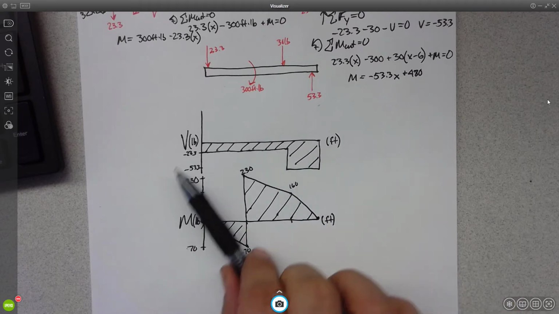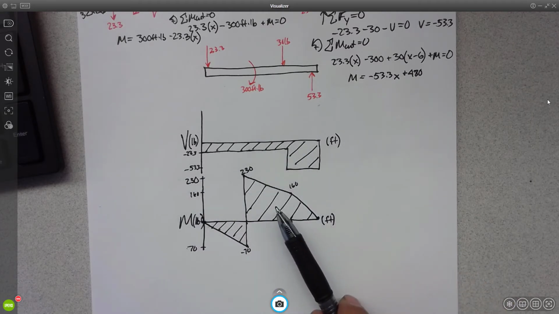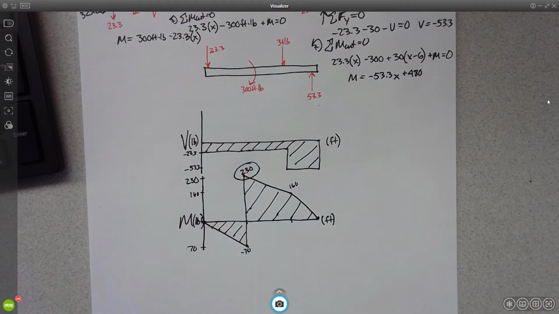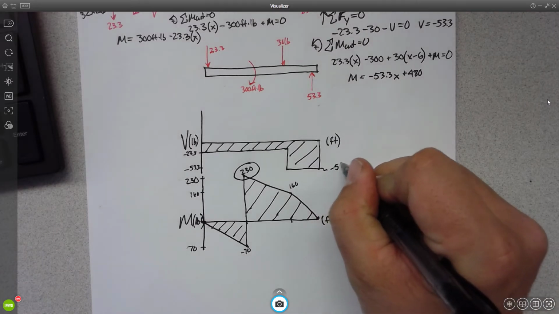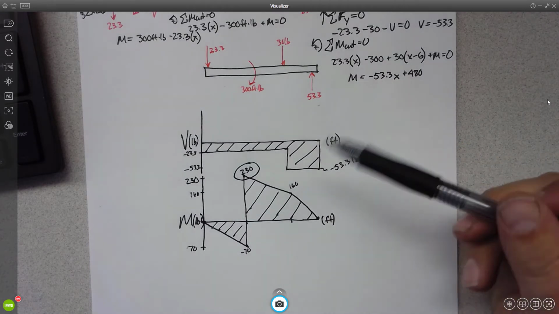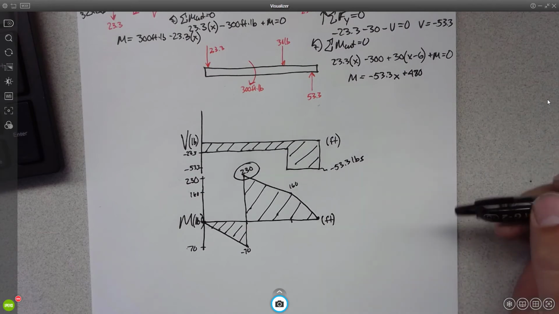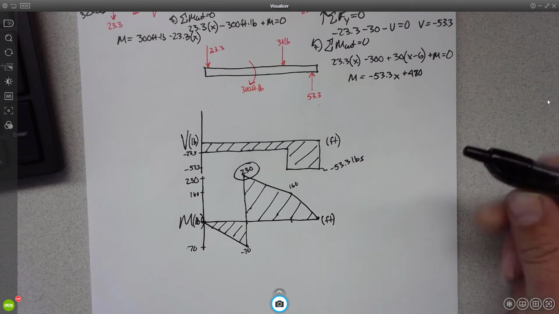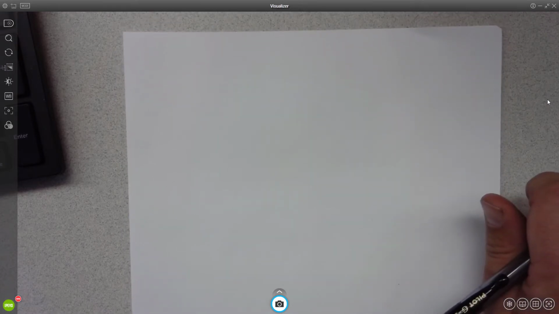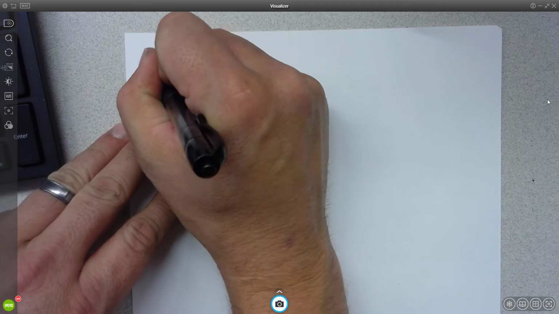So these are critically important for designing the beam because now we know that our maximum bending moment is 230 foot-pounds and our maximum shear stress is 53.3 pounds. Okay? So drawing shear and moment diagrams for beams is critically important. All right? Let's do one more together before I have you do one on your own.